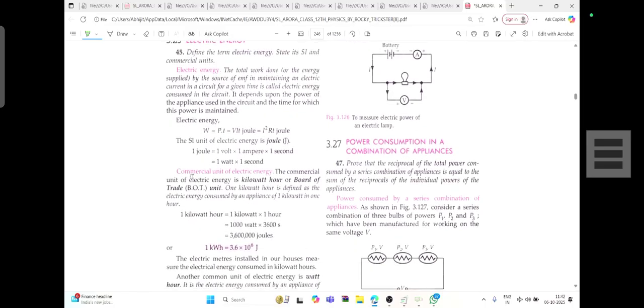I have already discussed the commercial unit of energy, electrical energy, in your class. The biggest unit, the commercial unit of energy, is the kilowatt hour. That is watt hour. What is the significance of electrical energy? What is energy? W is equal to what?